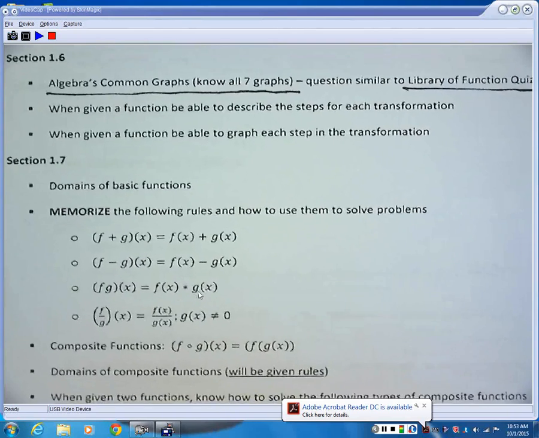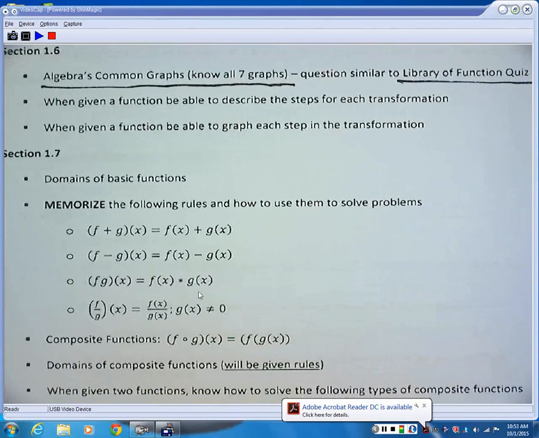All right. When given a function, be able to describe the steps for each transformation. So you need to be able to use transformations on your functions. I posted those transformations in 1.6.